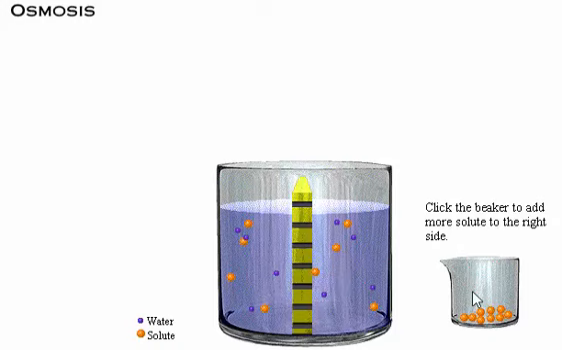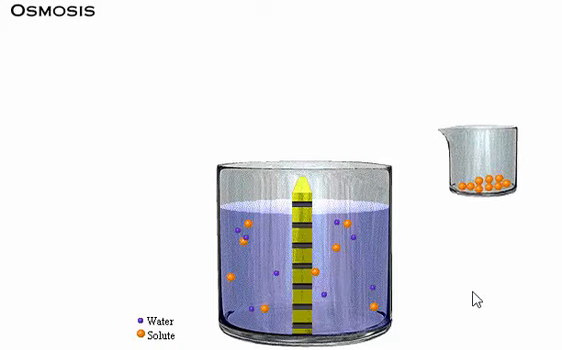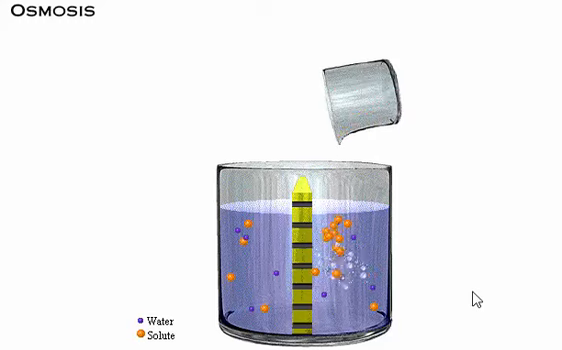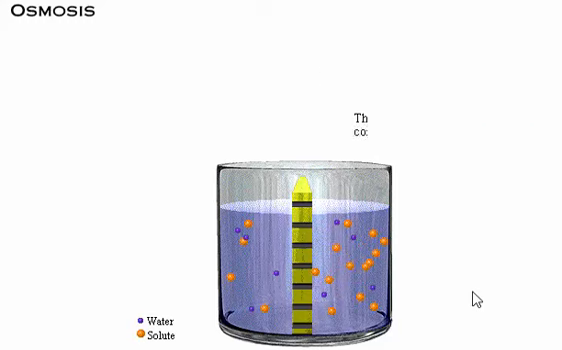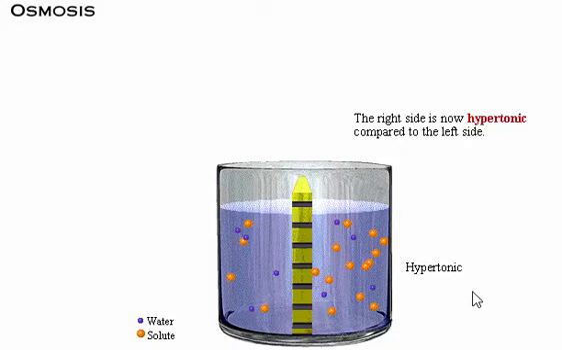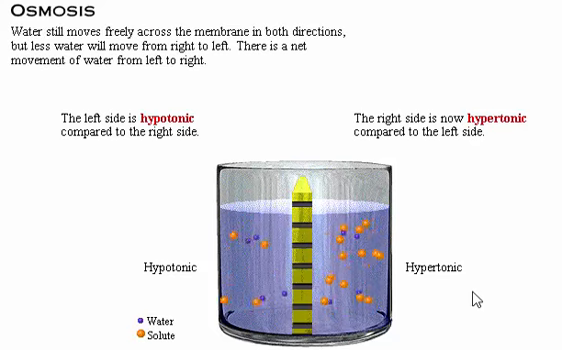Now more solute is present on the right side, and it is hypertonic compared to the left side. Because less solute is present on the left side, we say that solution is hypotonic compared to the right side. Note that if you increase the concentration of solute, you decrease the concentration of water. Water still moves freely across the membrane in both directions.